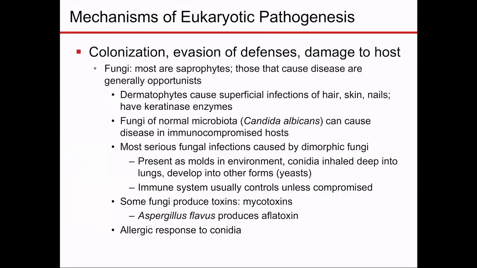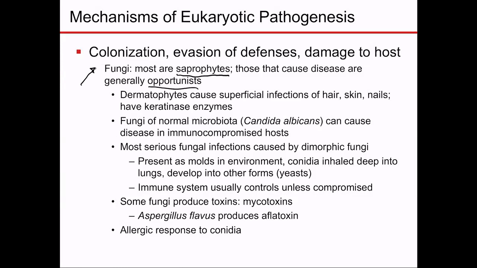So we are towards the end of this particular lecture, and now we are talking about eukaryotic pathogens, and I'm starting with fungi, for example. Fungi that can produce infectious diseases. I'm mentioning some of them here. For example, something to keep in mind, most fungi are saprophytes, and those that can cause disease are generally opportunistic pathogens.